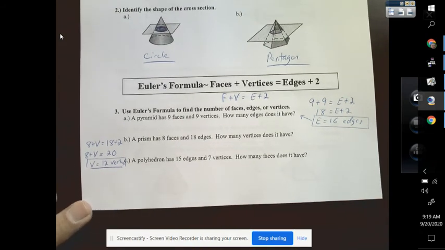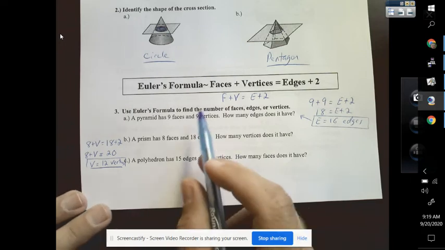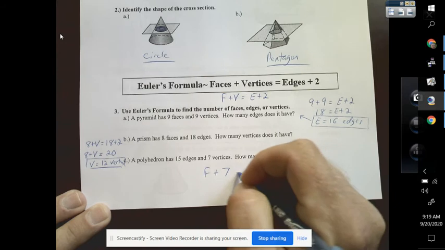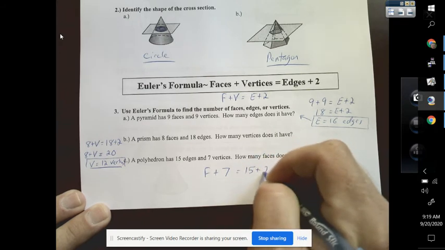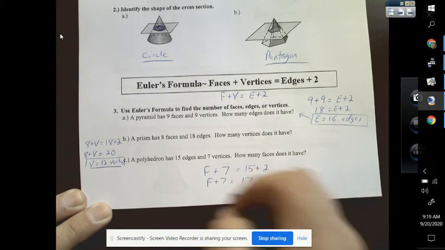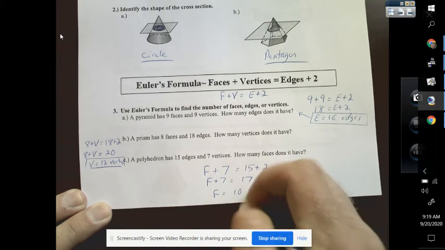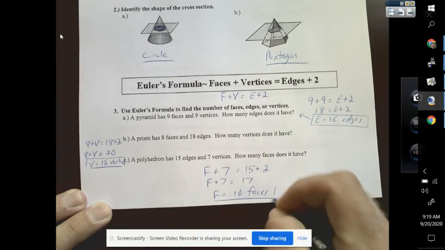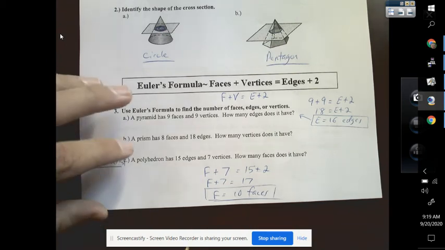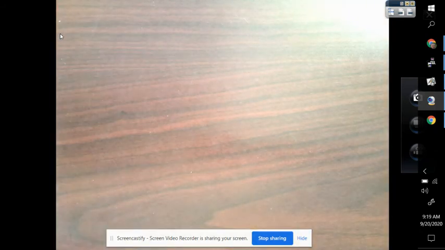Lastly, a polyhedron has 15 edges and 7 vertices. How many faces does it have? Well, F is the one that's missing here. So F plus, we've got 7 vertices equals 15 plus 2. Okay, F plus 7 equals 17. 10 faces. So again, not a terribly hard equation. It just kind of relates the faces, vertices, and edges to one another. Okay? Wonderful. On to the back.